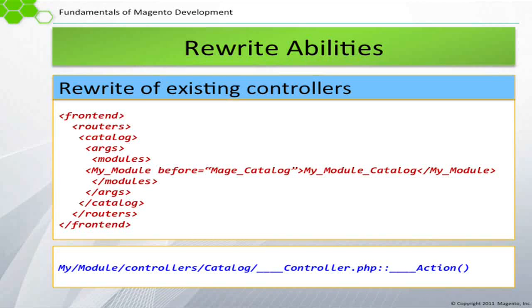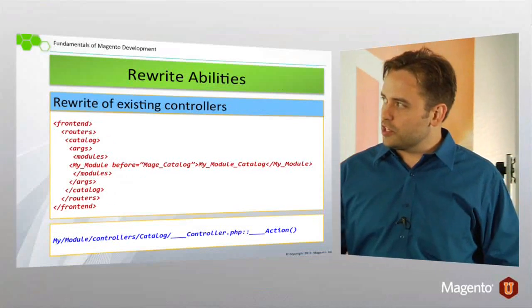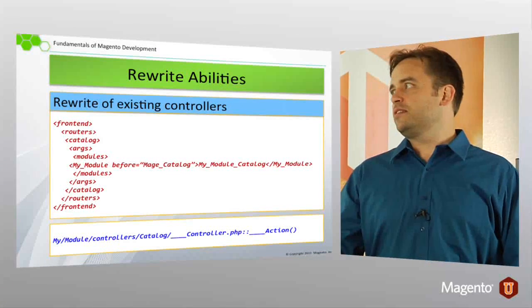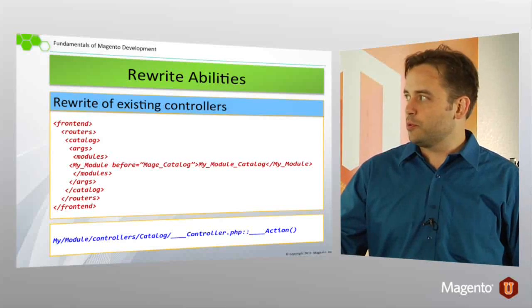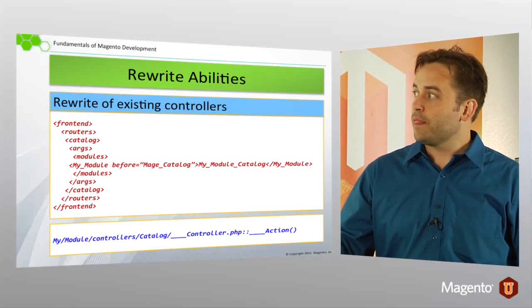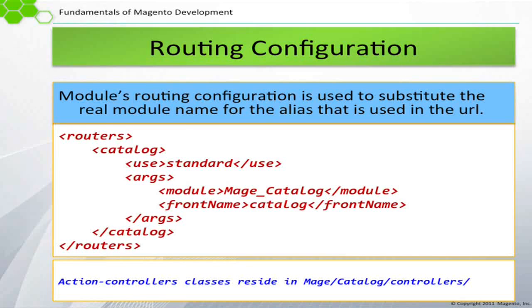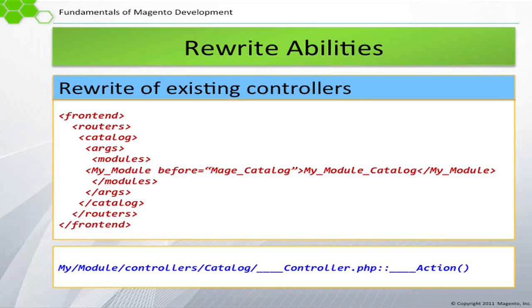Okay? So, take a moment and remember, just like in the previous slide, we had front end, routers, and CMS. In this case, we're doing something with a catalog. But if you recall, front end, routers, catalog, we had an args node, right? And that's where we had our module node and front name node. Well, if in our module we want to rewrite a controller, we can access it this way.